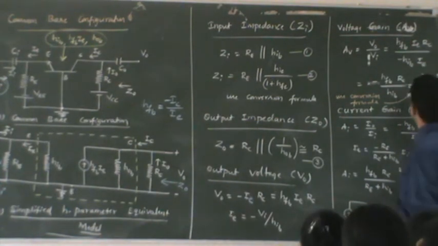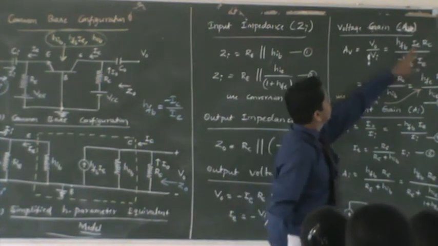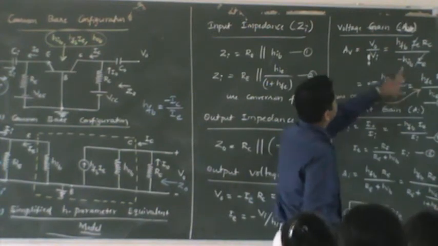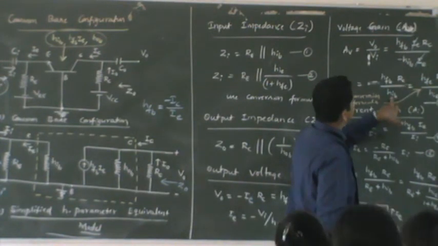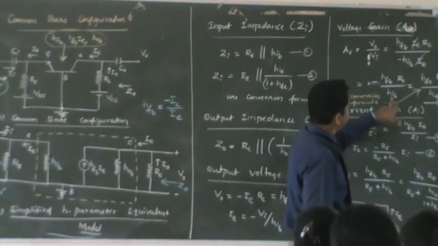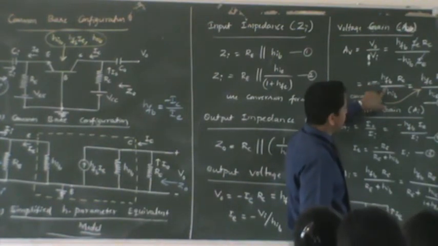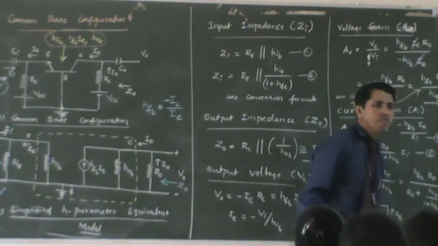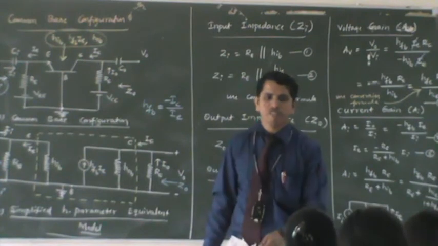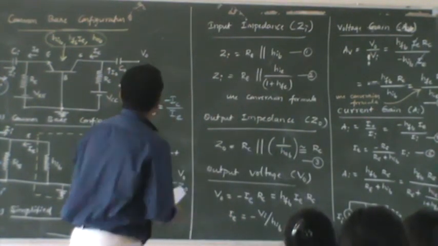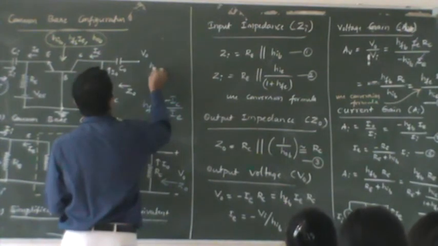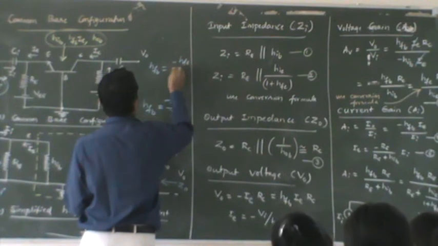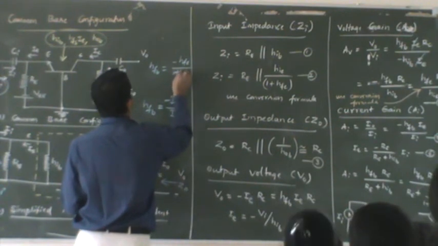Now from here, what remains is simplification, that's all. These two IE cancel each other. So what is left is minus HFB times RC divided by HIB. And now you have to use the conversion formula for HFB and the conversion formula for HIB. Look at the conversion formula and simplify it. What will be the conversion formula for HFB? Look at the conversion formula. HFB is equal to minus HFE divided by 1 plus HFE.